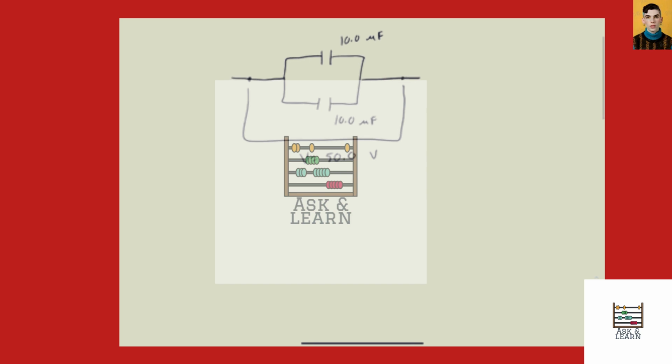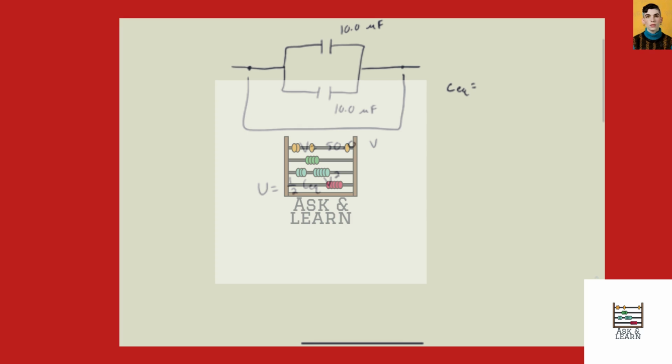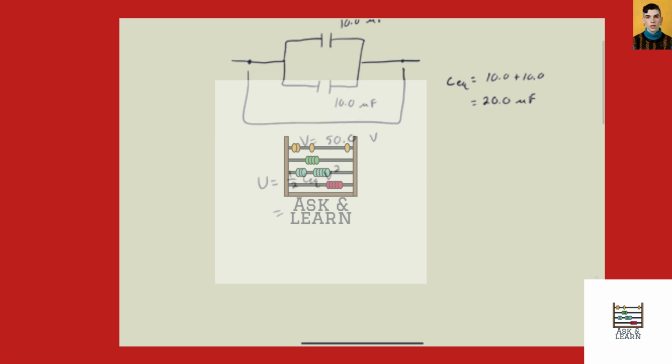Now first we want to find the energy of this system. So that's going to be 1/2 times the equivalent capacitance times the square of the potential. Now the equivalent capacitance for this, well, each capacitor is 10 microfarads, so we can add the two. It's going to give us 20 microfarads. Okay, now we can plug that in.